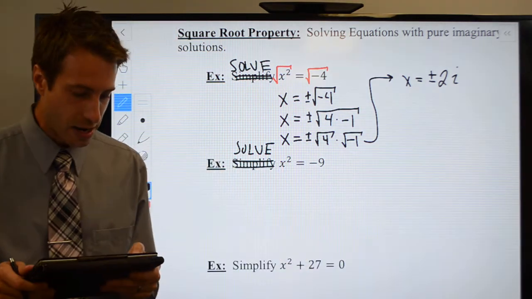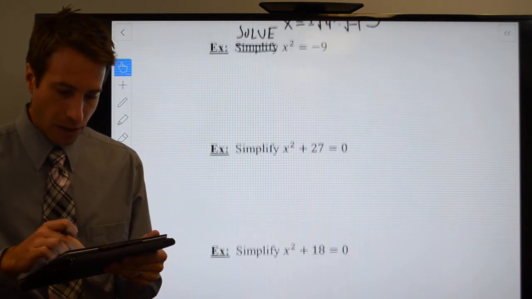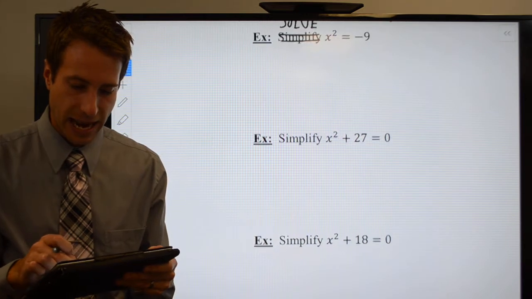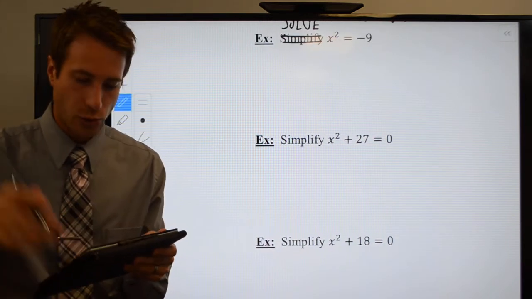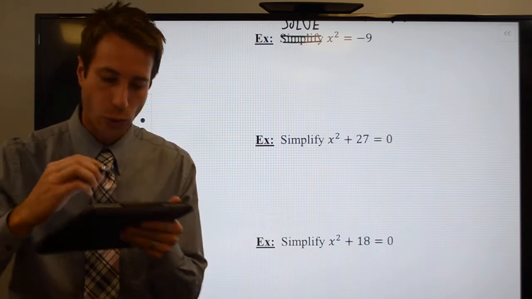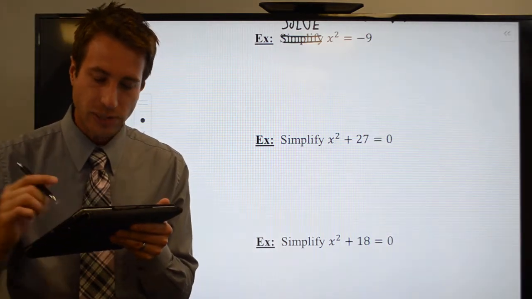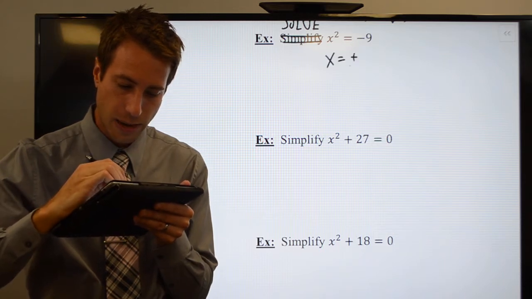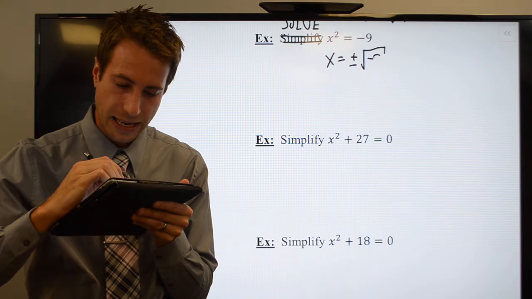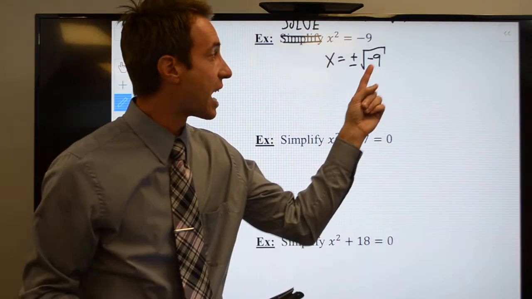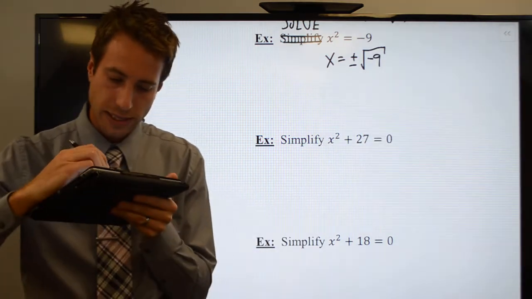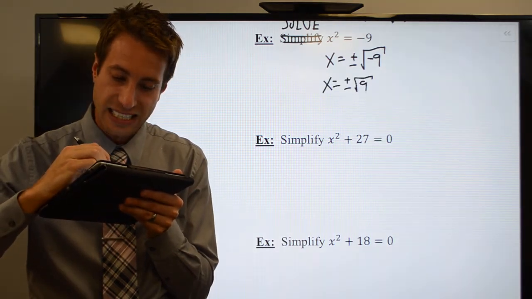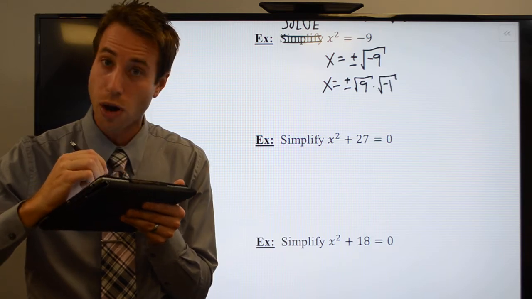So let's go ahead and try another one of these. At this point, feel free to work ahead and then come on back and check your answers with mine. Again, I think you probably get the hang of these pretty quick. Let's run through these next ones real quick. I've got to take the square root of both sides. So when I take the square root of both sides, the square and the square root cancel each other out. I'll be left with x is equal to plus or minus the square root of a negative 9, which I can split up into 9 times a negative 1. So this is going to be x equals plus or minus the square root of 9 times the square root of a negative 1.